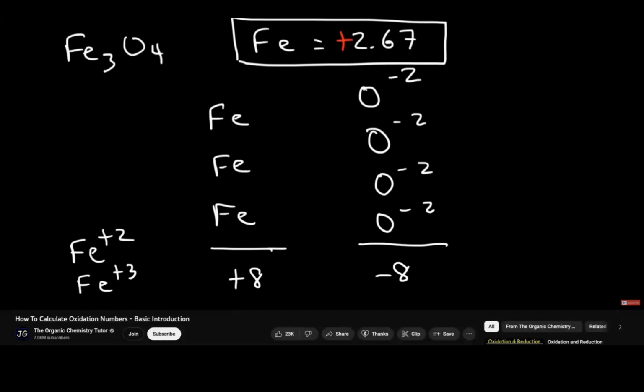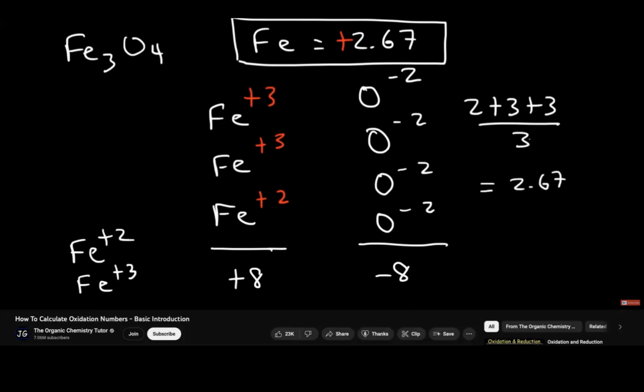So the question is, how many iron ions have a plus 2 charge and how many have a plus 3 charge? In order to get up to 8, 2 of them have to have a positive 3 charge and 1 of them has to have a positive 2 charge. If you average the numbers 2, 3, and 3 and divide by 3, that's going to be 8 over 3, which averages out to 2.67. So whenever you get a decimal value, what it really means is that that's the average oxidation state. Individually, some are positive 3 and some are positive 2.